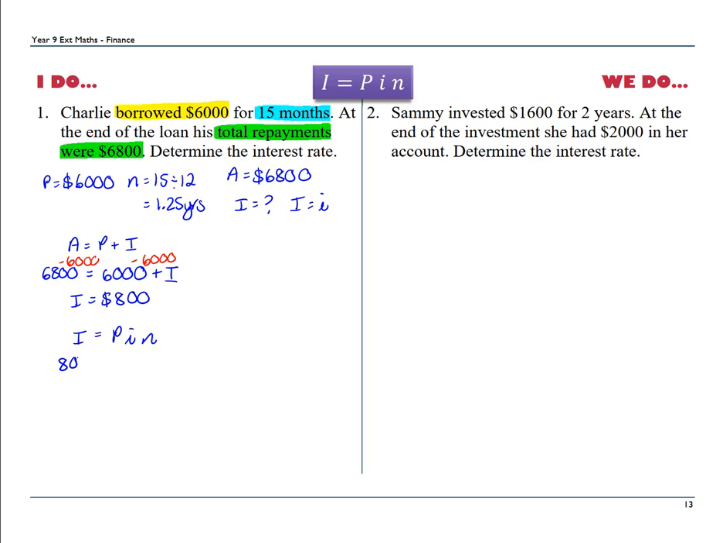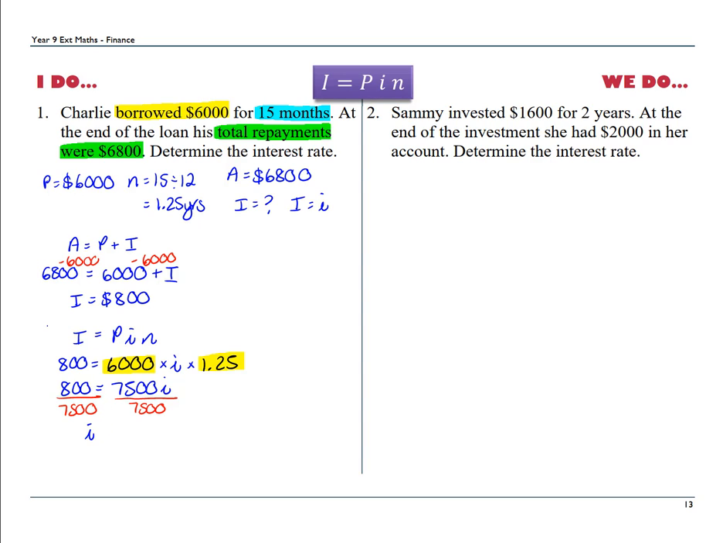So now we can move to our interest formula, which is PIN. We know our interest is 800. We know our principal is 6,000. We don't know what our interest rate is, but our N is 1.25. So let's multiply our 6,000 by 1.25, and we get 7,500 I. Now, that I is being multiplied by 7,500, so we're going to divide both sides by 7,500 to get our I on its own.